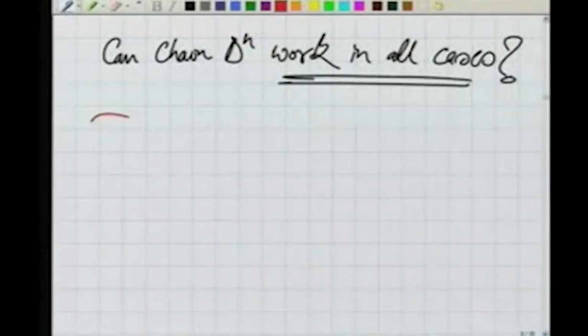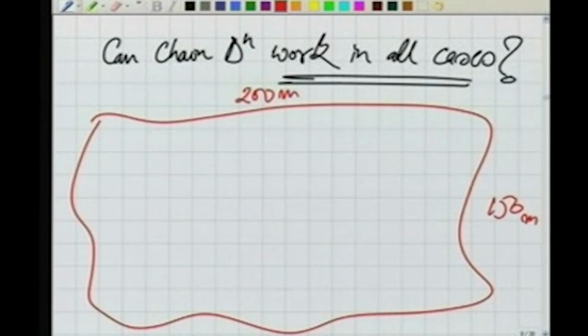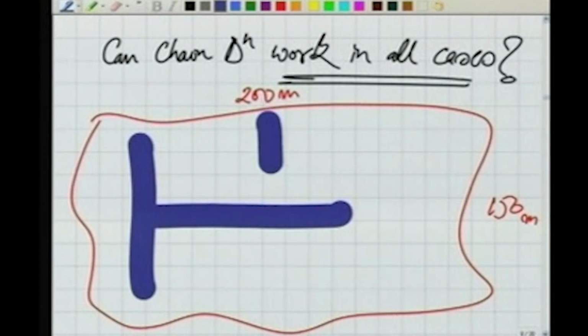I am going to make a map here, or maybe an area. Let us say there is an area, and this is the boundary of the area. The size of the area is, for example, again 200 by 150 meter. There are a couple of roads, and let us say all these are the roads here.